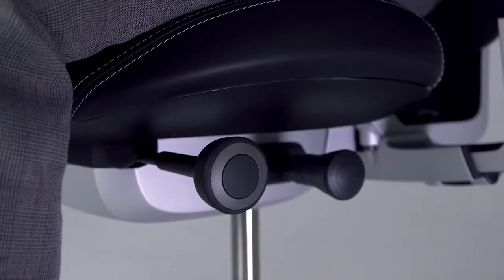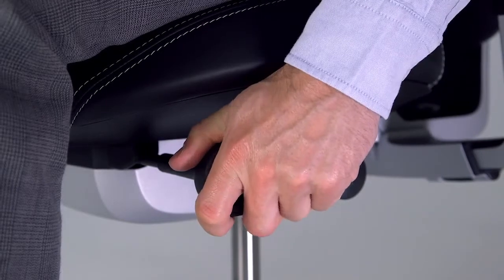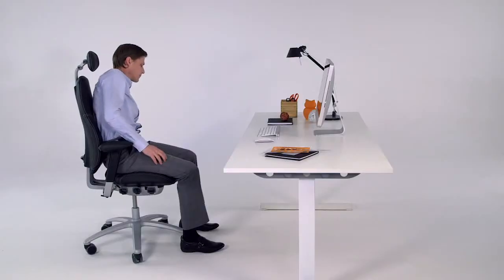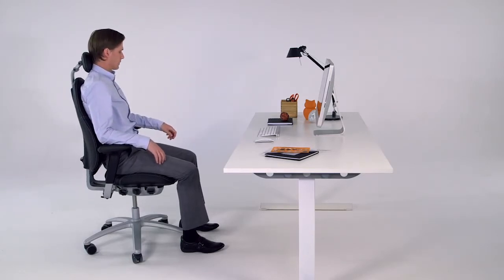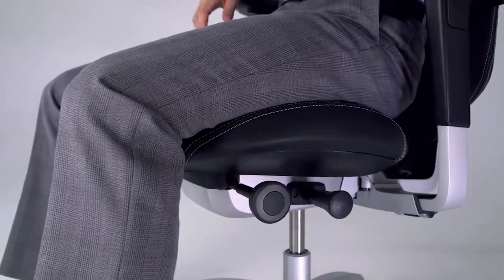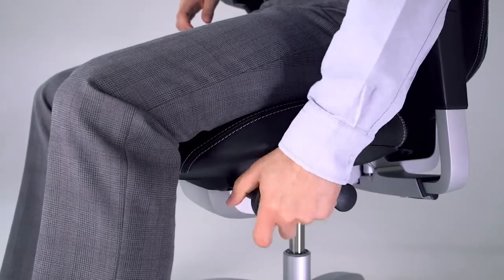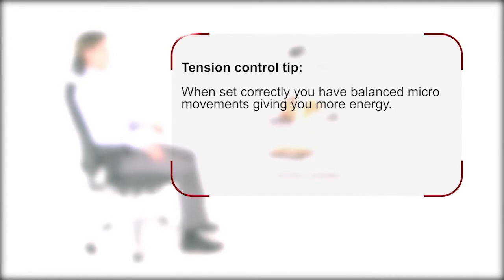The tension control is located on the left and controls the resistance of the mechanism. You can adjust the tension by turning the knob forwards to reduce the tension or by turning it backwards to increase the tension. If the chair pushes you forward, you reduce the tension control. If the chair reclines too easily, you simply increase the tension as shown before. When set correctly, you have balanced micro-movements, giving you more energy.